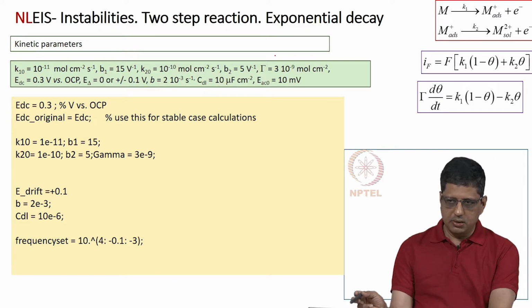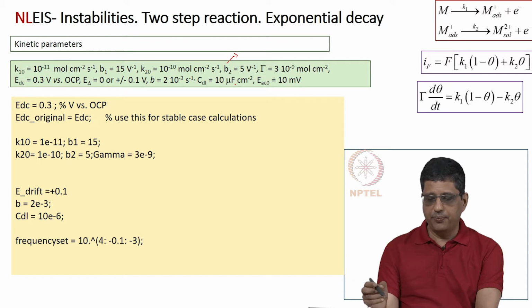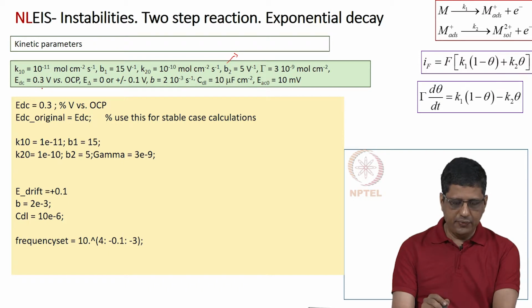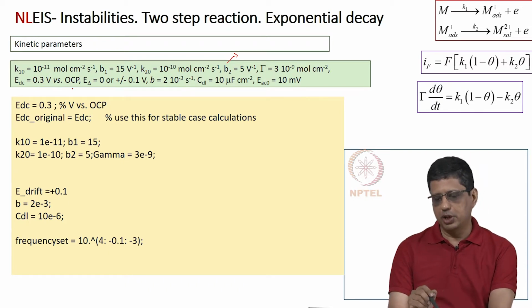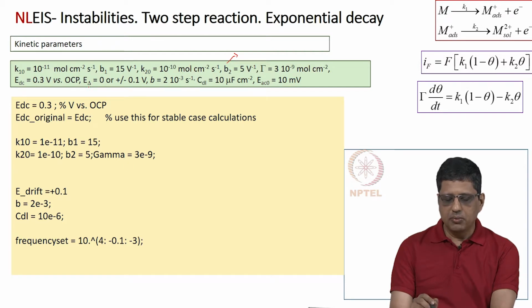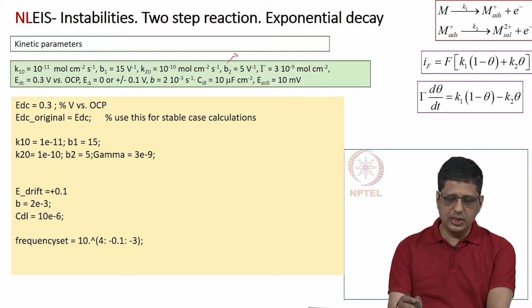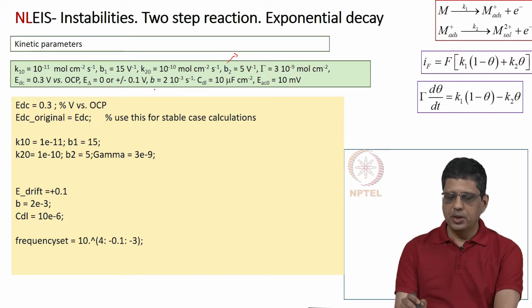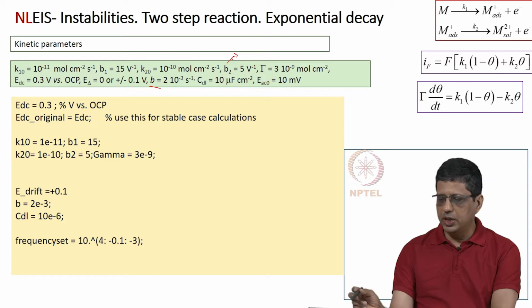Because the second reaction is also an electron transfer reaction, the exponent corresponding to that rate constant is not 0, it can have a positive value. We have gamma, and the DC potential in the beginning is 0.3 volt with respect to open circuit potential. If I want to find the stable result, I can still use the same code and say that the drift is 0, E delta is 0, or I can say it is plus or minus 0.1 or whatever voltage I want to specify. This B is the drift, it is not related to the B1 and B2 that we used in the rate constant.